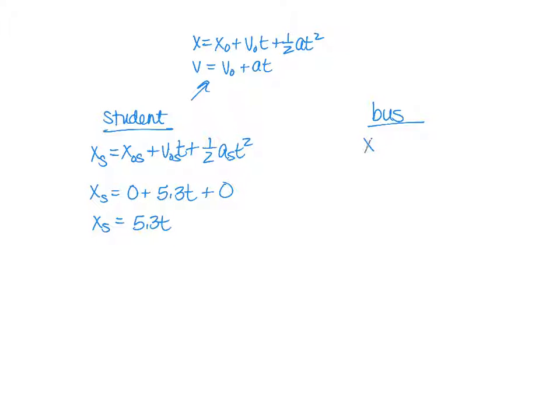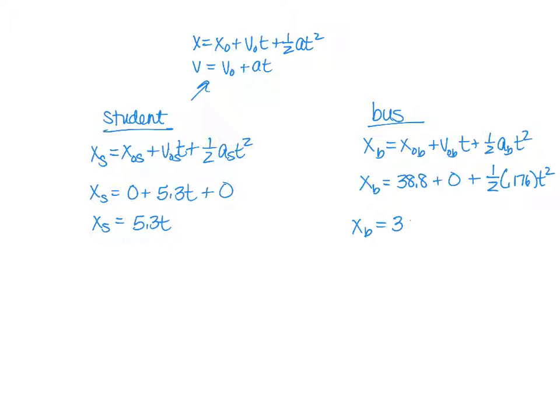I'm going to do the similar thing for the bus, again using my subscripts, just to emphasize that these values are specifically for the bus. Not using the subscripts can make things confusing, because then you start wondering, is this the x for the student or the x for the bus? So I think it's a good idea to use the subscripts. So the initial position of the bus is 38.8. It has a 0 initial velocity, so that middle term is 0. And then I do 1/2 the 0.176 times t squared. So the final expression that tells us where the bus is at any time looks like this.